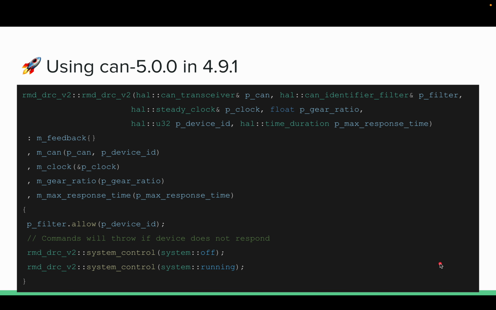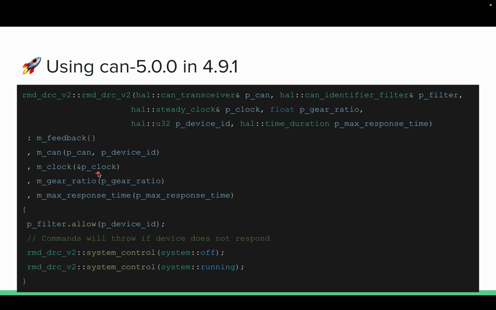So let's take a look at the constructor for DRC v2. It takes a CAN transceiver, an identifier filter, a clock, gear ratio, device ID, and a response time. I think this was default set to like 1 millisecond, or something like that. An internal member variable gets default initialized. We have this thing called mcan, which takes the CAN transceiver and the device ID. I'll explain what this object is later on, but it basically allows you to find messages.